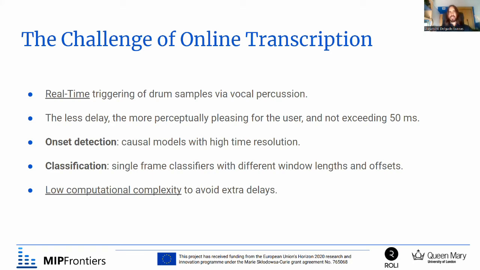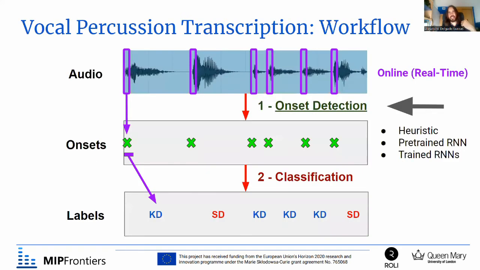For onset detection, we usually use causal models, which are models that use only information from the past, not from the future of the audio file, and with high time resolution, so very precise in time. Also in classification, we usually use single-frame classifiers with different window lengths and offsets. So we place different windows of different lengths around the region that we are allowed to analyze in this very, very short amount of time. And these algorithms, both for onset detection and classification, have low computational complexity, so as to avoid extra delays.